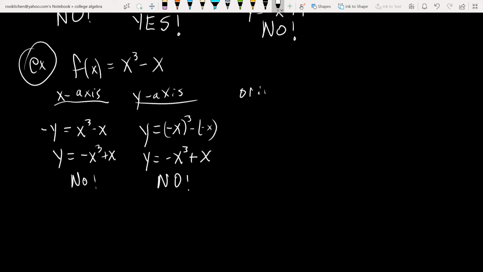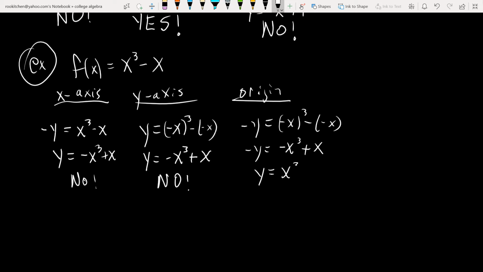And let's try origin. So I'm going to replace x and y with negative x and negative y. So I have negative y on this side, and then negative x over here. And you try to rewrite it so it looks like the original, if possible. You can multiply both sides by a negative. That won't change anything. And is that the same as the original? Oh, yeah. So this time it seems that it has origin symmetry.